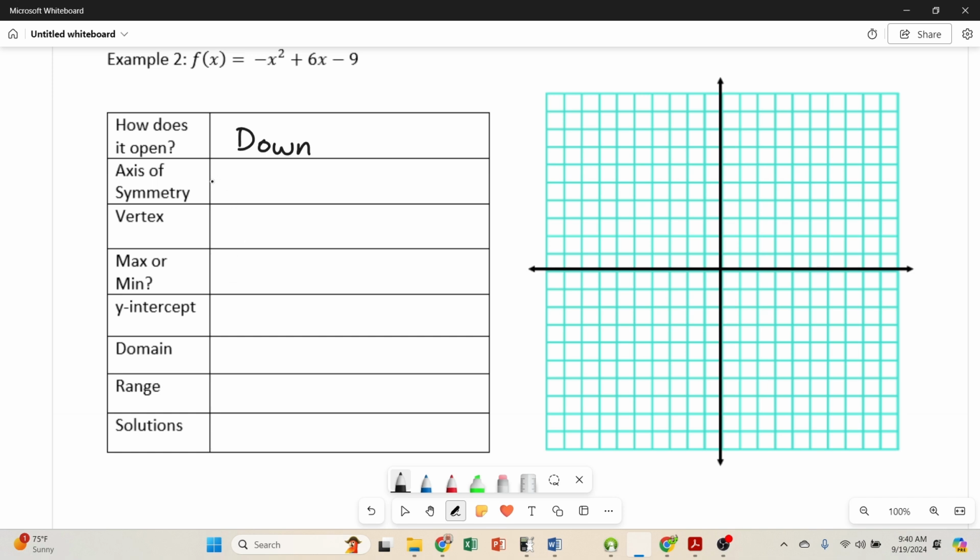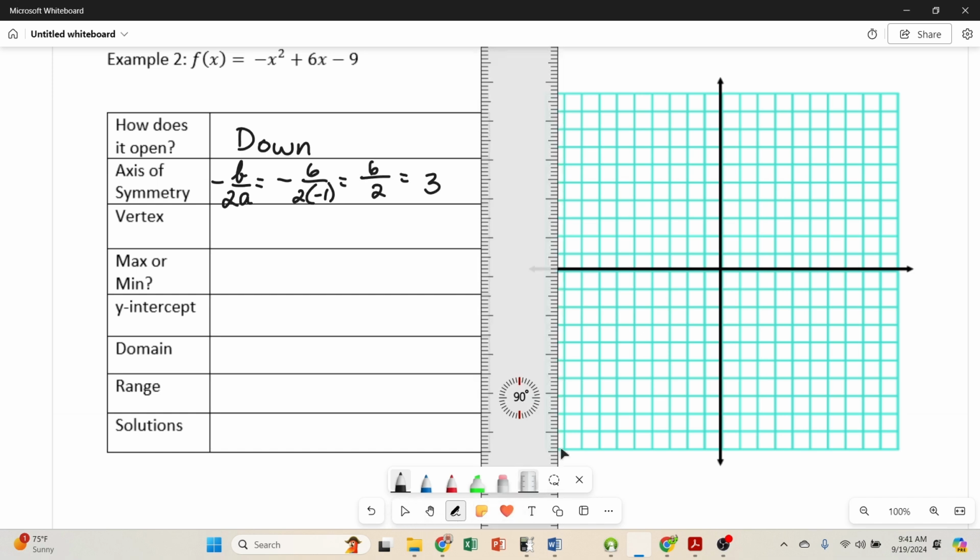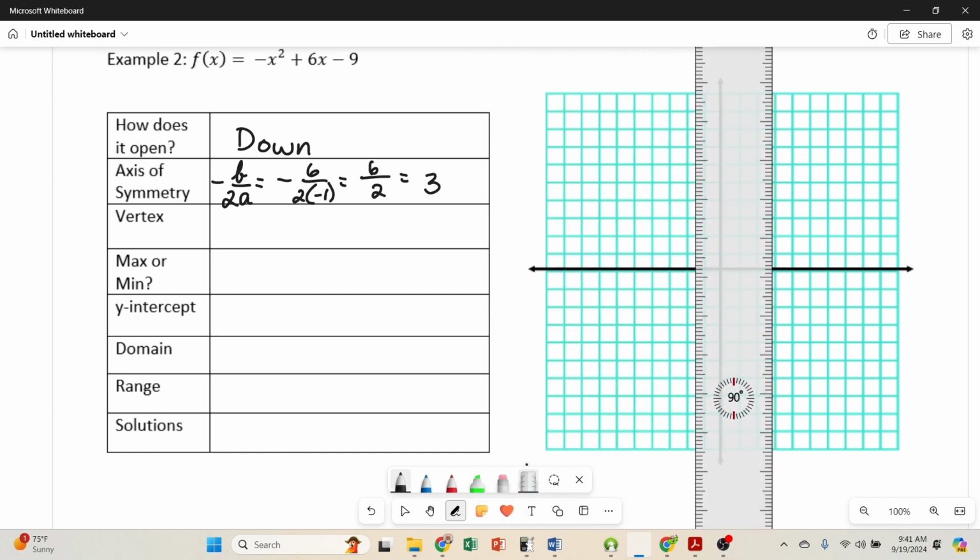My axis of symmetry is negative b over 2a, right? That tells me the x value for the axis of symmetry and my x value for my vertex. So, negative b, so this would be negative 6 over 2 times negative 1, which is 6 divided by positive 2, right? This is going to be a double negative, negative 2 on the bottom. So that becomes positive 2, and 6 over 2 is 3. So my axis of symmetry is going to be at x equal to 3.